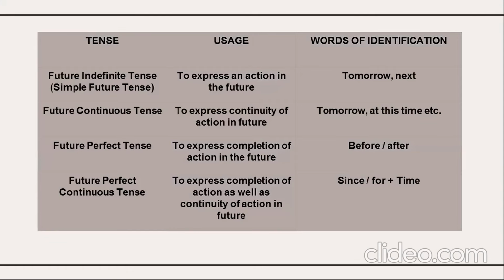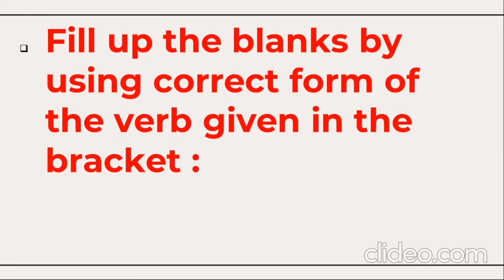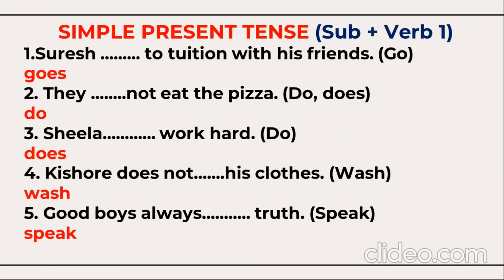Then future, simple future, which talks about the action in the future. Future continuous to express the continuity of action in the future. Future perfect to express the completion of action in the future. Then future perfect continuous to express the completion of action as well as continuity of that action in the future by using since or for. So now we will try to understand each tense with the help of questions.